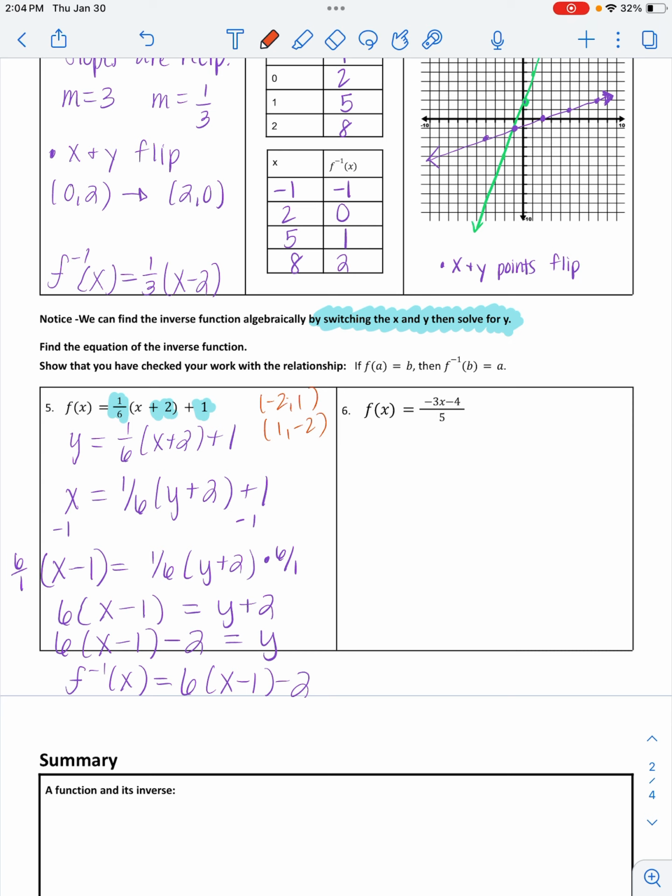In linear functions, it's much easier just to do the short reciprocal slopes, point switch. But you do want to know how to do this algebraically, because sometimes it's hard to figure out what the point is or figure out what the slope is, kind of like in number 6. So I want you to pause this video, try number 6, and then come back to it, and you can see me go through it if you need it.